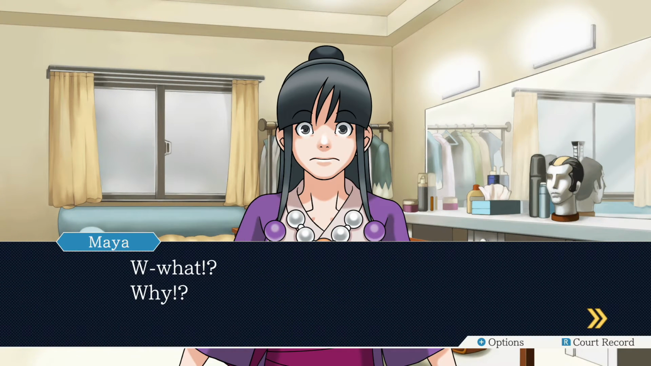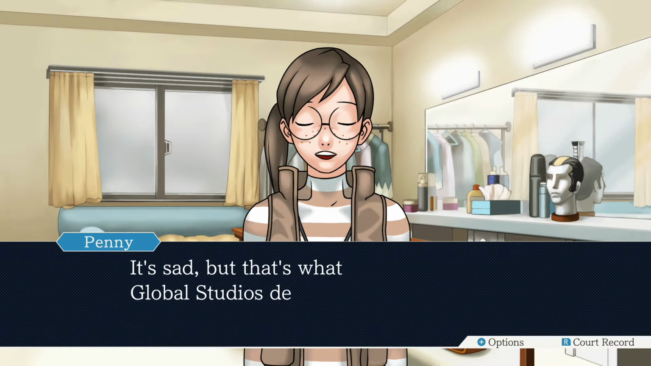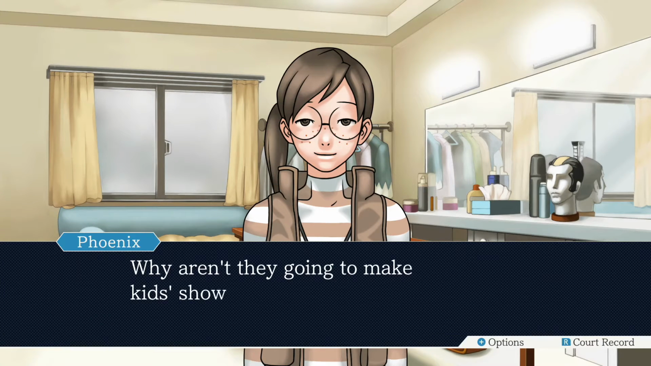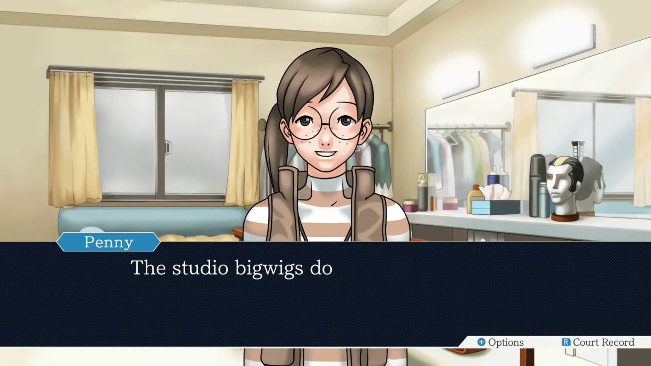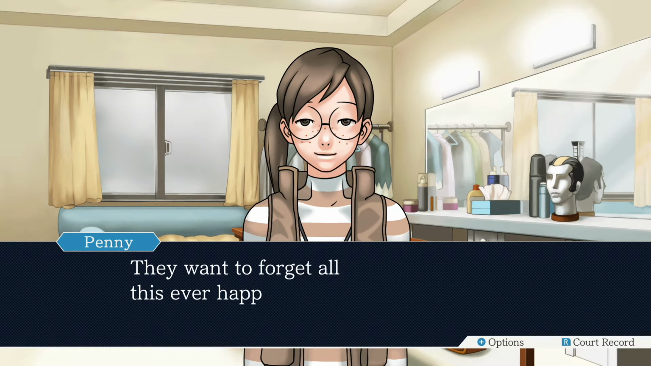What? Why? Well, that new show Bones came out, and everyone likes that. We should do more like that. It's sad, but it's what Global Studios decided. Why aren't they going to make kid shows anymore? The studio bigwigs don't want the Steel Samurai around anymore. So instead of just canceling it like a normal person, they murdered someone. Yep. They want to forget all of this ever happened.